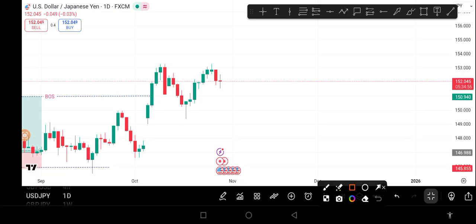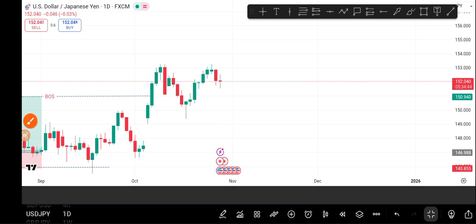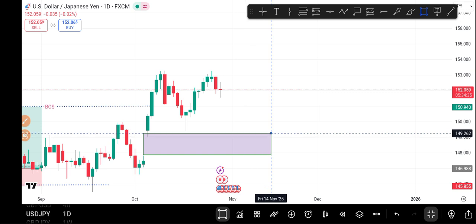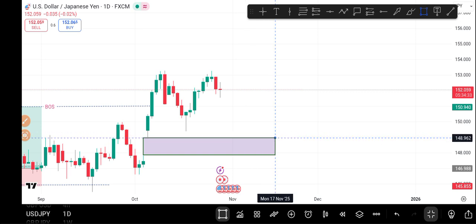Now I want you to see this. The price was moving up. When it was moving up, before it broke structures, it left some gap here. If you are seeing, there's a gap here, right? So let me mark this gap. This is a fair value gap. Sometimes prices behave this way. They leave a gap behind, and then they'll come back to fill it.